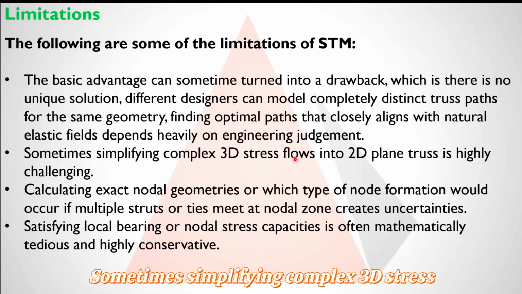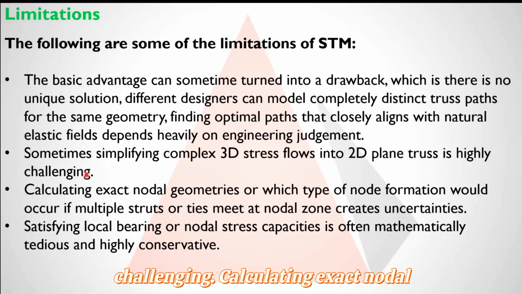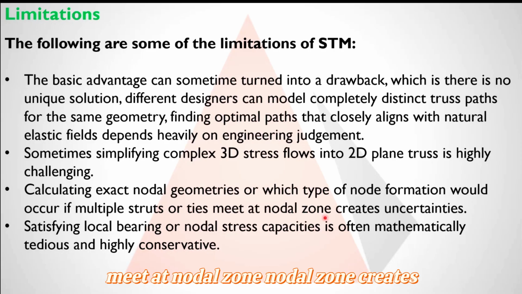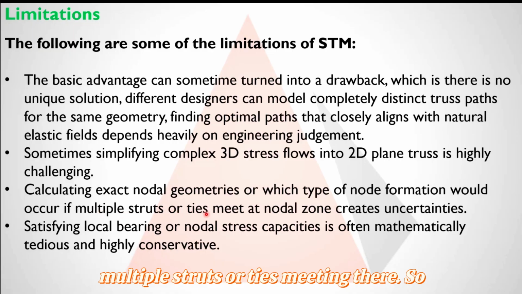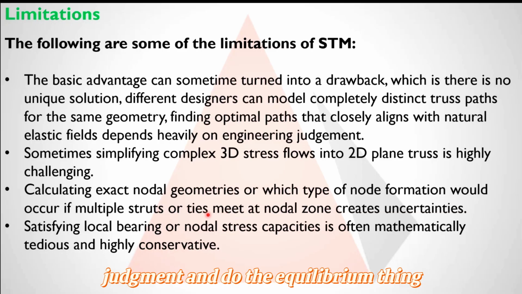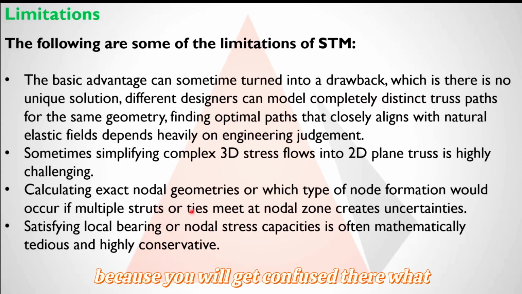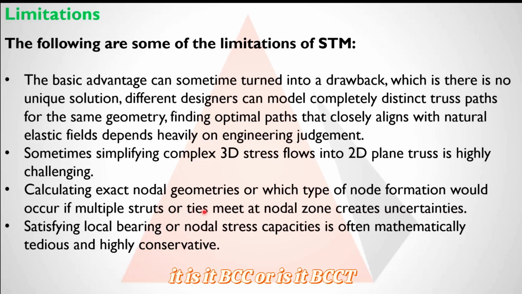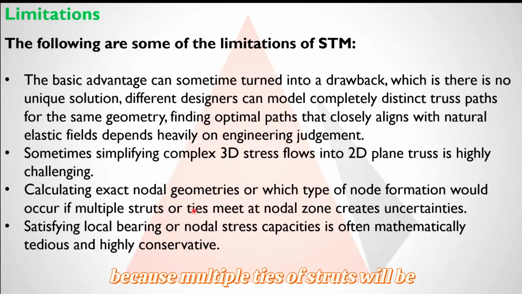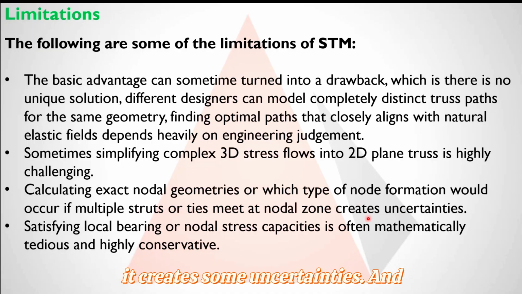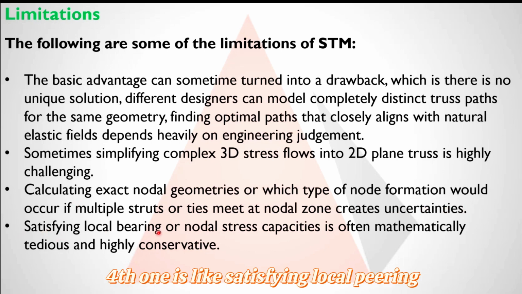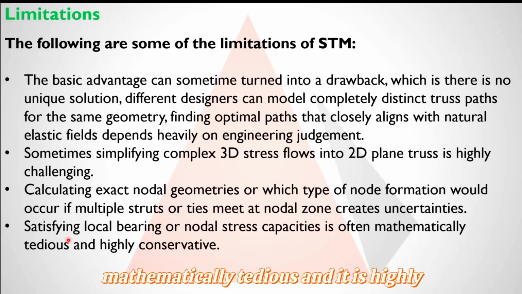Sometimes simplifying complex 3D stress flows into a 2D plane truss is highly challenging. Calculating exact nodal geometry, or which type of node formation would occur if multiple struts or ties meet at a nodal zone, creates uncertainties. So you will not find a case where only CCC or CCT nodes are coming. You can have multiple struts or ties meeting there. So there you will have to use your judgment, do the equilibrium, and maintain the nodal zone correctly as per the requirement, because you will get confused about what your final node will look like. Will it be CCC or CCT, because multiple ties or struts will be there, so it will create some uncertainties. And the fourth one is that satisfying local bearing or nodal stress capacity is often mathematically tedious and highly conservative.